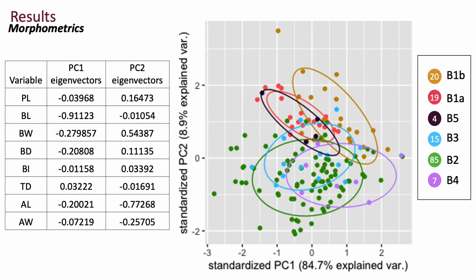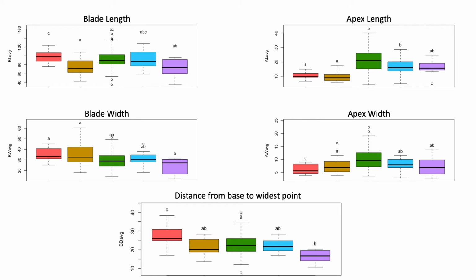So first thing I'd like to mention is that based on the eigenvectors, we can see that blade length, blade width, distance from the base of the blade to the widest point, apex length and apex width are the most important variables, contributing more than 20% to the variance that we see in the principal component analysis. Now this might look kind of messy, but as we move forward and discuss the results a little bit more, hopefully you can see the patterns that I see as well. So we'll just wait to get there until just a moment.